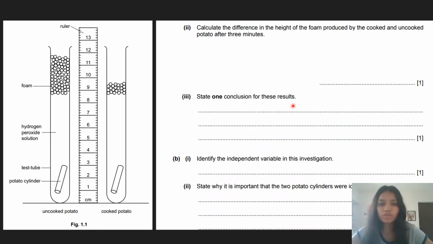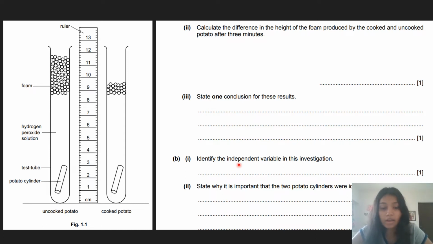So, state one conclusion for these results. As we already concluded, the catalase in uncooked potato had a much higher activity than that of cooked potato. Okay, that's basically your conclusion. You can go on to explain it, but they've only used the command word state, so they don't require an explanation. So you can just leave it at that.